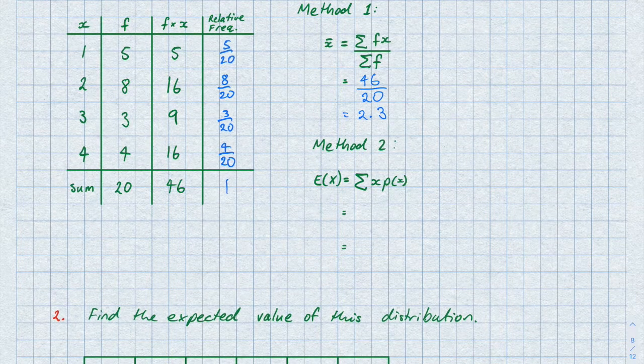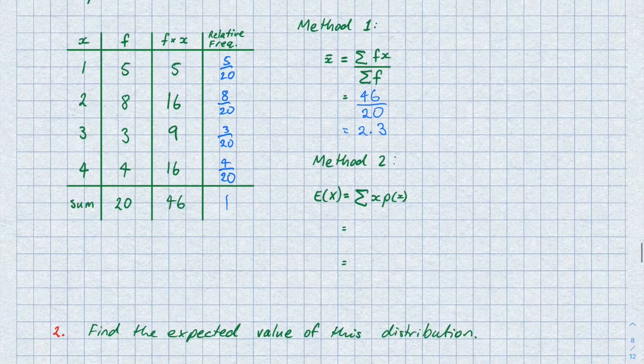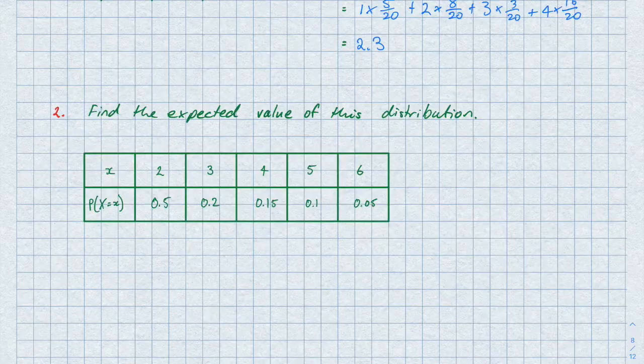Now to find the mean, what we do is we add up the x's multiplied by the probability of the x's. So we're multiplying the x by the relative frequency or the probability column, and we get the same answer. So we get 1 times 5 on 20 plus 2 times 8 on 20 plus 3 times 3 on 20 plus 4 times 4 on 20, and that equals 2.3, the same answer as above.